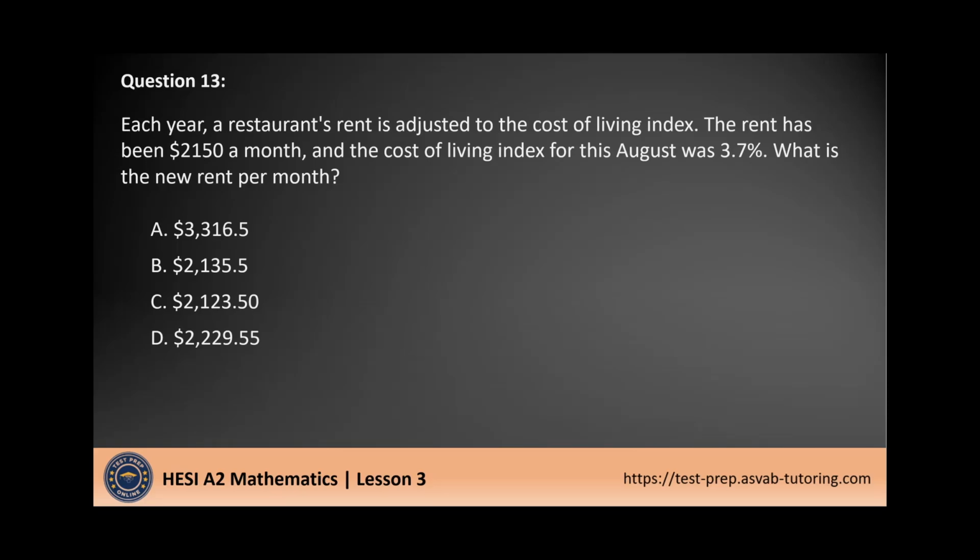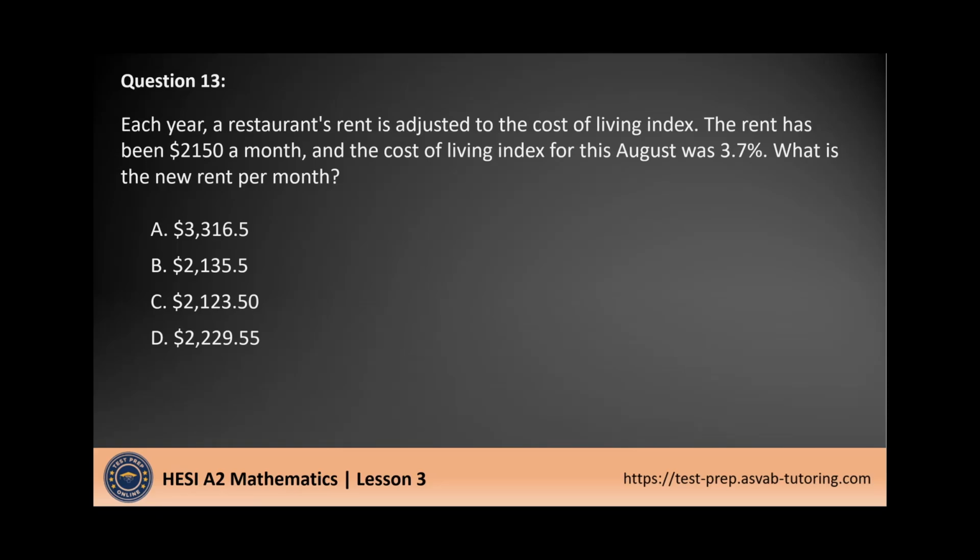Each year, a restaurant's rent is adjusted to the cost of living index. The rent has been $2,150 a month, and the cost of living index for this August was 3.7%. What is the new rent per month? So we're going to have a percent increase of 3.7.